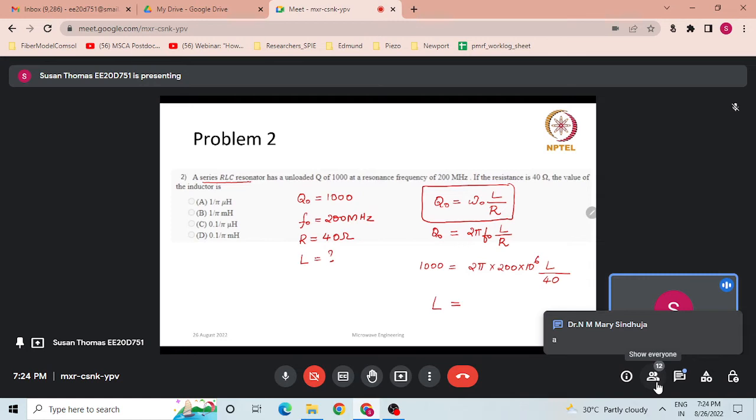Okay, somebody is telling an option. Okay, Dr. NM, Mary Sindhuja, you are saying option A, 1 by pi microhenry. Can you please verify that once again? 1 by pi microhenry. Okay, somebody else is saying 0.1 by pi microhenry. Please have a look at the units. Maybe you can correct yourself. Please take a look at the units.